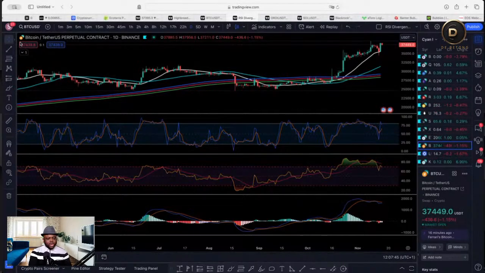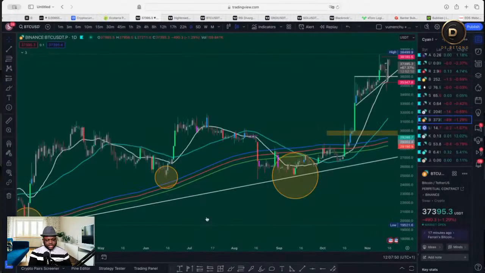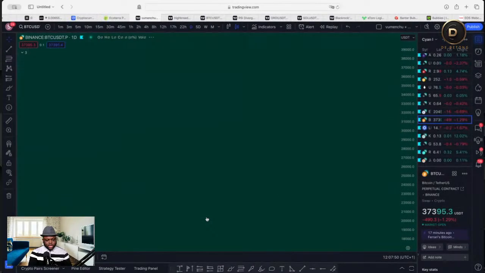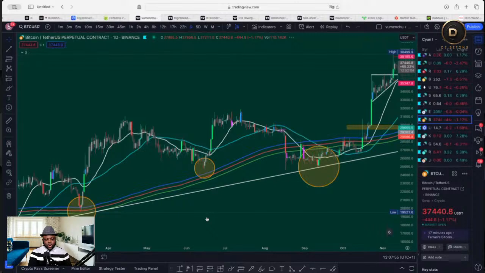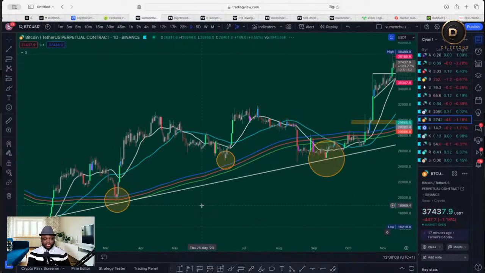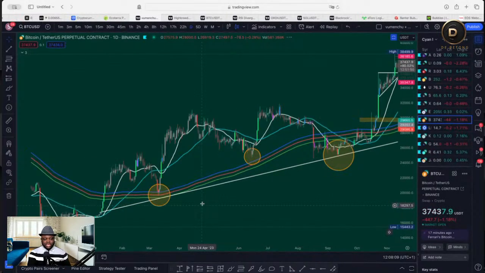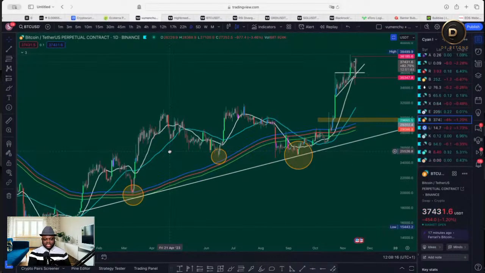Now, I'm going to go through this chart first because I want you guys to understand market structure. Market structure is a scenario where you can see that the market is trending, either in an uptrend, or the market is consolidating or ranging, or the market is in a downtrend. In this case, you can see clearly that the market is in an uptrend, right?